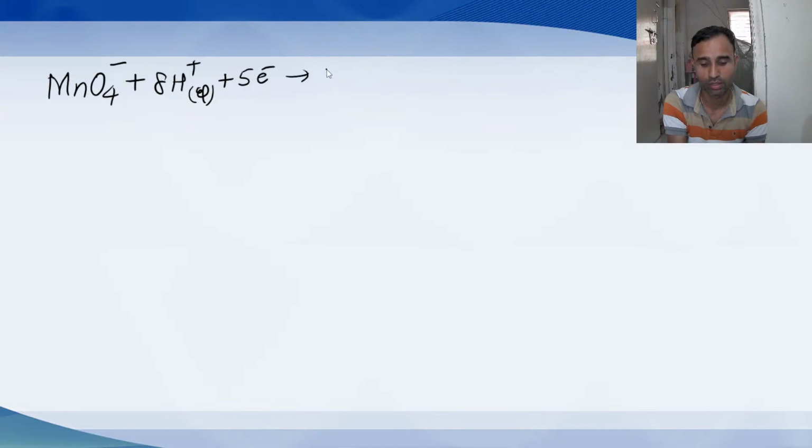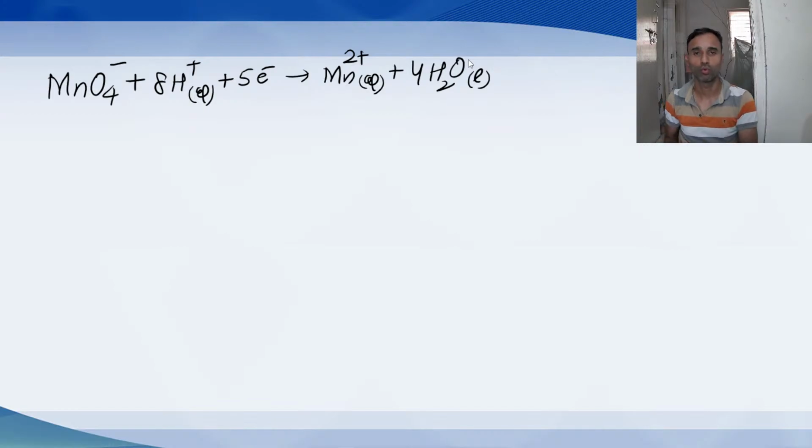So see, MnO4 negative plus 8H plus plus 5 electrons gives Mn2 plus aqueous plus 4H2O. This equation you have to remember. Or if you don't want to remember, just see MnO4 negative gives Mn2 plus, add H2O to the side deficient of oxygen, that is 4, double the number of H plus ions, that is 8, and balance the charge by adding electrons, that is 5. That's it.